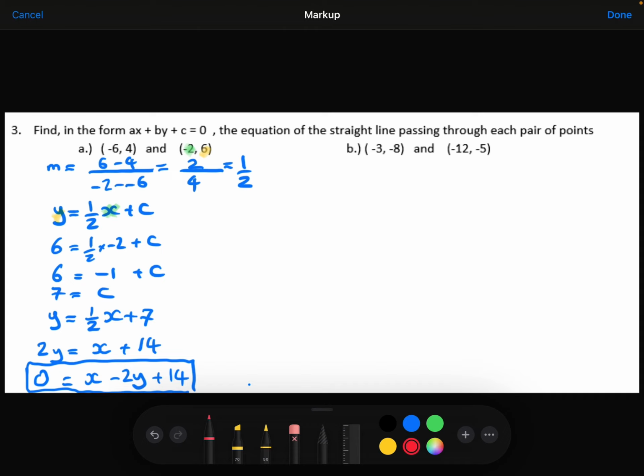Part B. Same idea, let's work out the change in the y divided by the change in the x. So minus 8 minus negative 5, divided by minus 3 minus negative 12.